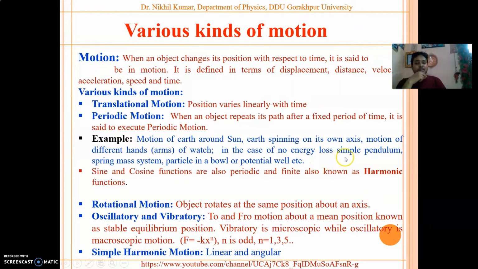In the case of no energy loss, a simple pendulum and a spring mass system are also periodic motion, and a particle in a bowl or potential well also executes periodic motion.